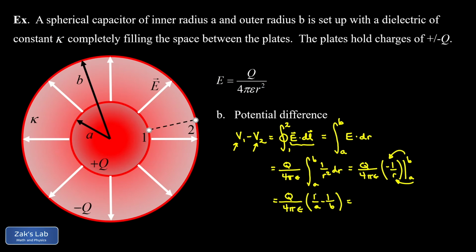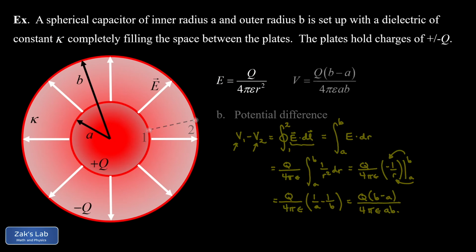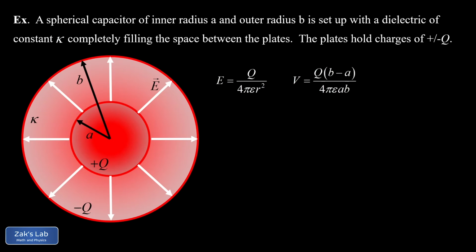Now the final step here is to get a common denominator. So I multiply the first fraction by b over b and the second one by a over a, and I take the difference between them. So I end up with q times b minus a. Again, that's positive because b is bigger than a, over 4 pi epsilon a times b. So we've got the potential difference between the plates, and now we're ready to compute the capacitance.